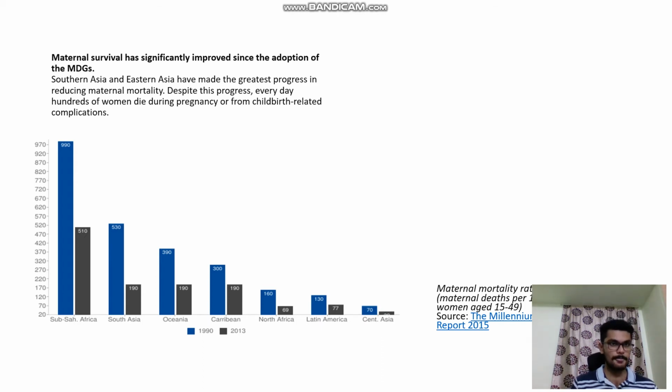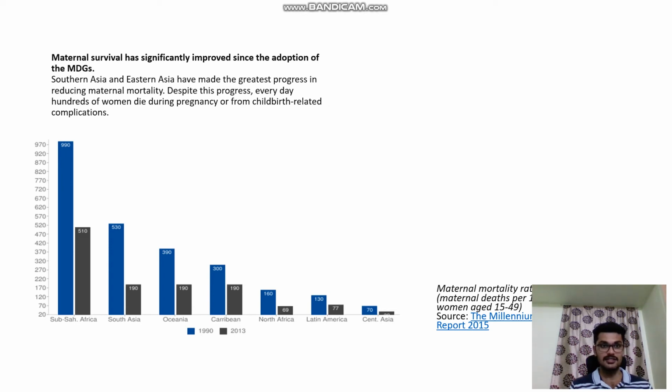This was also part of the report published in the year 2015 by the United Nations, where sub-Saharan Africa, as we can see, had a huge 990 maternal deaths per 100,000, which had come down to 510, a decrease of almost 50%. That was actually the case in South Asia too, where it was 530 in 1990 and reduced to 190 in 2013.